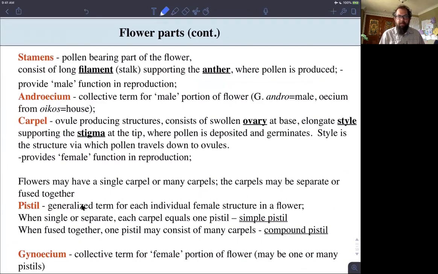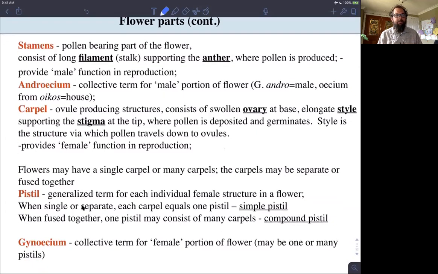Okay. So again, I put these definitions out here. I have the stamens consisting of their filament and their anther, and this provides the male function in reproduction. I've got the collective term androecium on there, and then I have the carpel as the ovule-producing structure. It consists of a swollen ovary at the base and an elongate style that supports the stigma at the tip. This is where pollen is deposited and germinates. And then, as we'll see, the style is the structure where the pollen travels down to the ovules. The carpel itself will provide the female function to the flower.